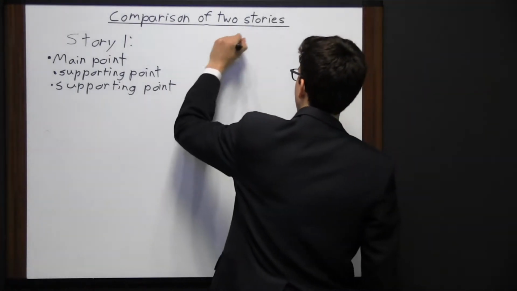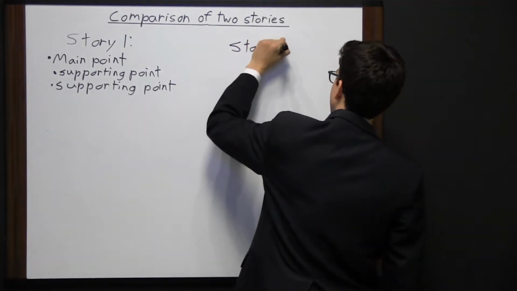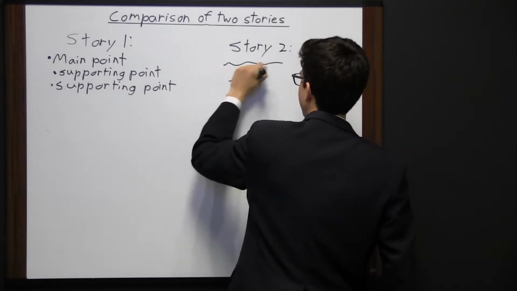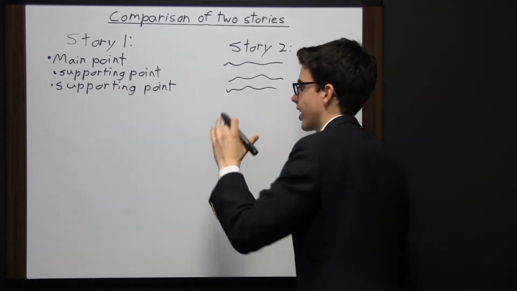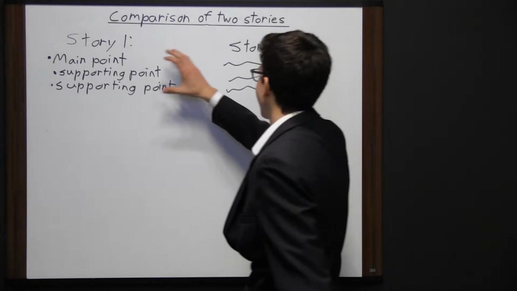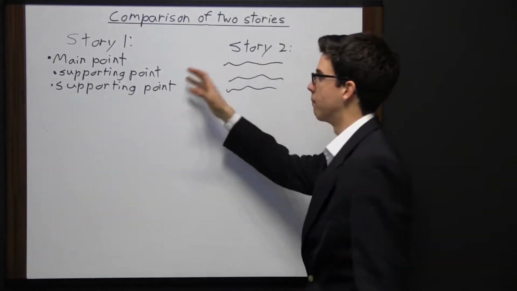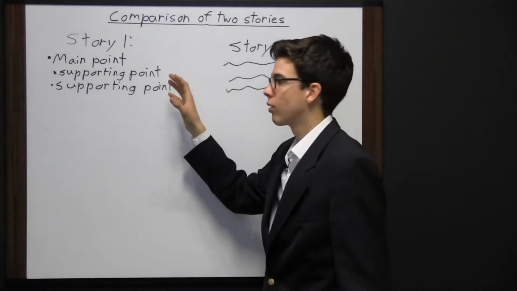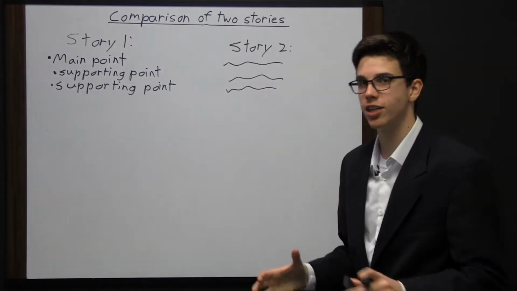And you would do the same thing with the second story. Now I'm not going to write all this out, but you would do the same thing. You would write out your main points and supporting points. Then you would take this information and you would compare it. So you would figure out which ideas were the same and which ideas were different.